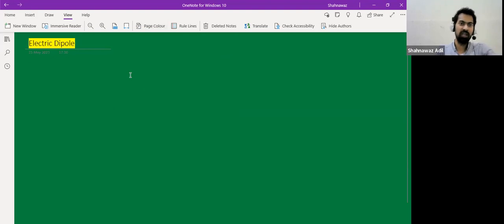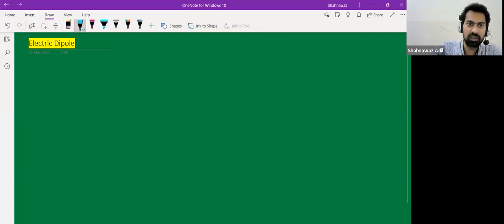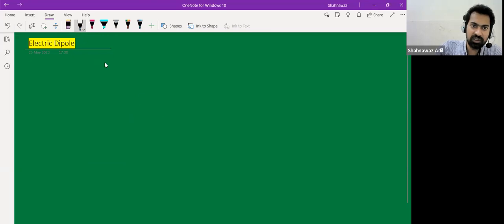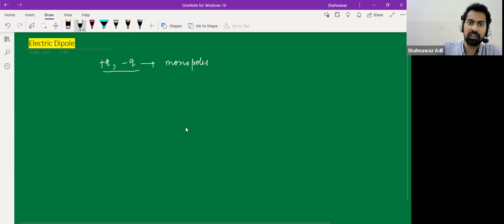So what do you mean by electric dipole? Up to this point we learned about single charges, not charges in pairs. Those single charges, let's say plus Q and minus Q, are called monopoles. And when you have charges in pairs, these are called dipoles.